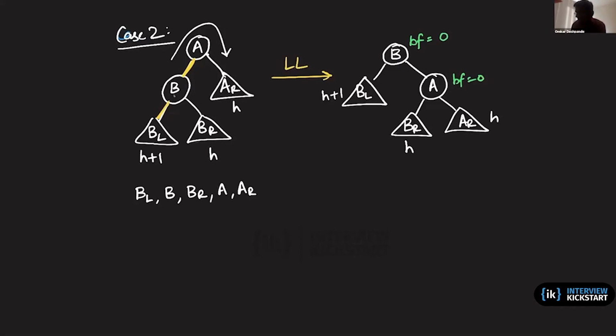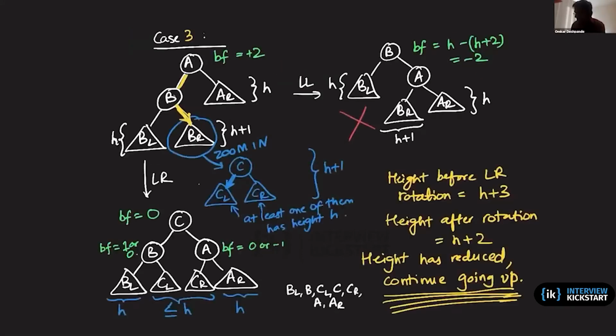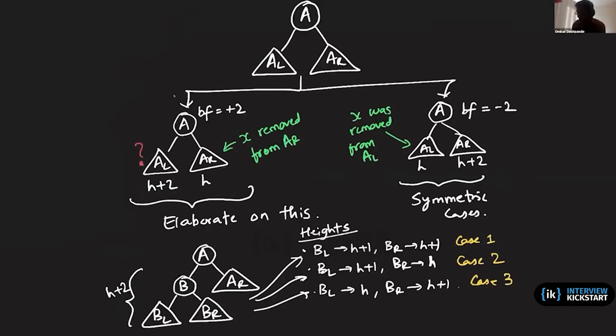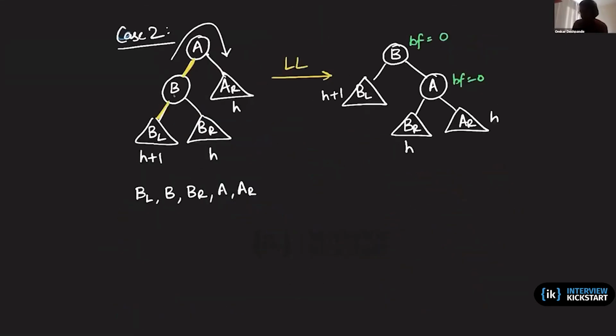So the height before rotation was actually h plus 3, irrespective of which case we are in, right? Because that's just an artifact of the fact that we are in this broad case where the height of this whole thing is h plus 3. So I can fill in height before rotation is h plus 3.